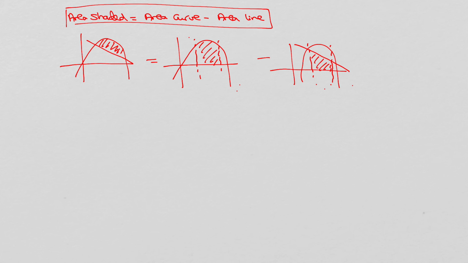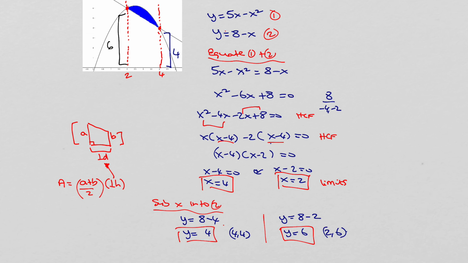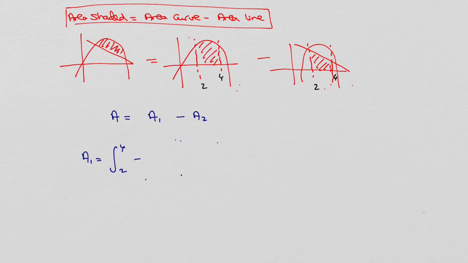So of course we said our limits were 4 and 2. So we can write that then as the area is equal to area 1 minus area 2. So area 1 is going to be equal to the integral, upper limit 4, lower limit 2, and the quadratic there was 5x minus x squared. So the area under the curve you can find by integrating.